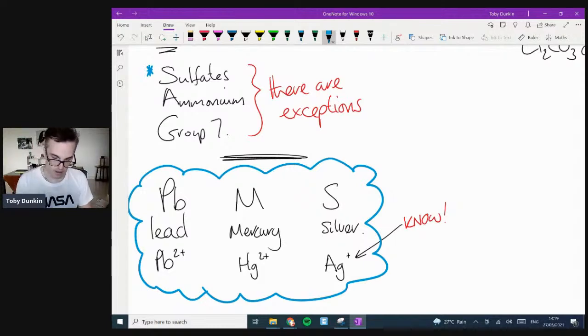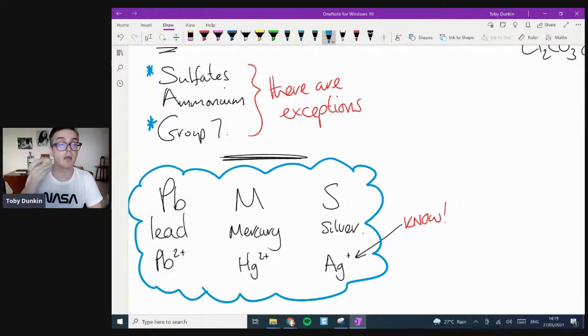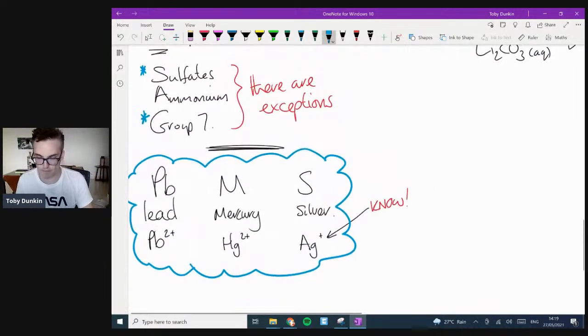Also, it ties in to the group 7s. Lead chloride, white solid. Lead iodide, yellow solid. Mercury 2 chloride. I have no idea what mercury 2 chloride is. Never seen it. Mercury 2 oxide is orange, I think. Red calx. Silver chloride, white. Silver bromide, cream solid. This is the important bit, guys.